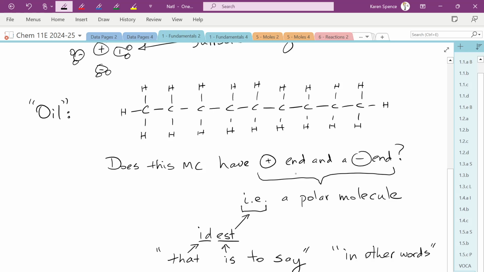So if we have a polar end, if we have a positive end and a negative end, i.e., in other words, we have a polar molecule. So is this molecule a polar molecule or is it non-polar? Have a chit chat with your neighbors about that.